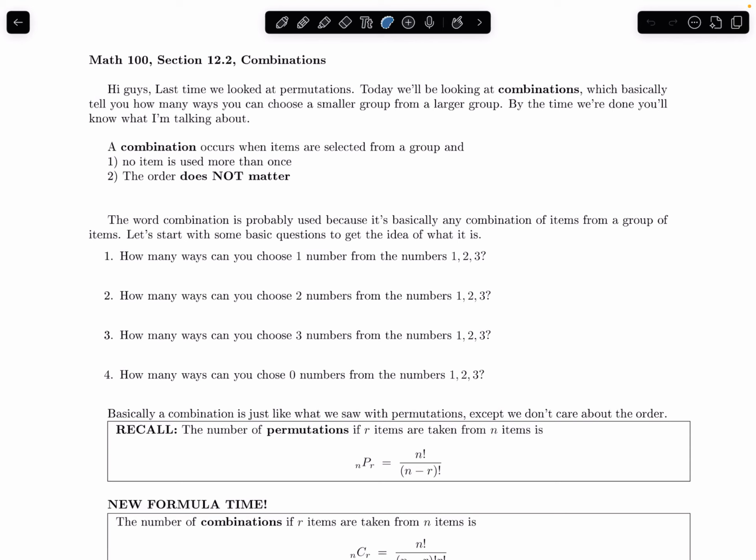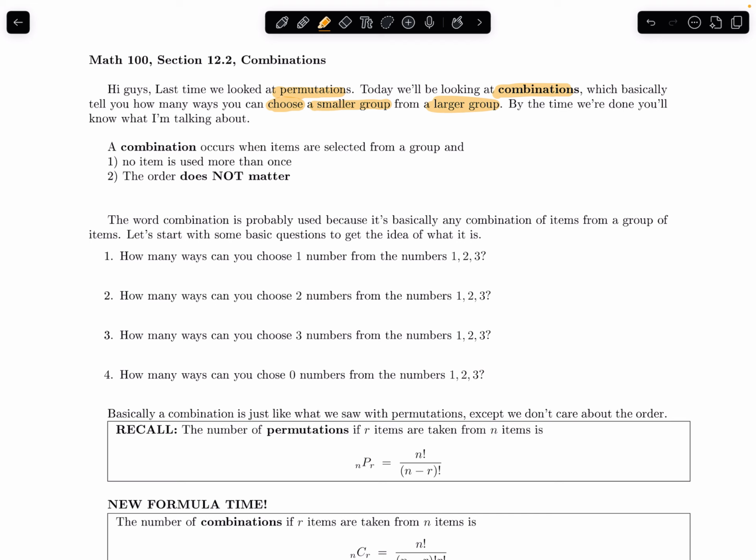This is the second section of chapter 12, second of three sections we're planning to do. Last time we talked about permutations, and today we're talking about combinations. Combinations, big topic for today. Basically they tell you how many ways you can choose a smaller group from a larger group, the number of ways that you can do that. And by the time we're done today, you'll know what I'm talking about.